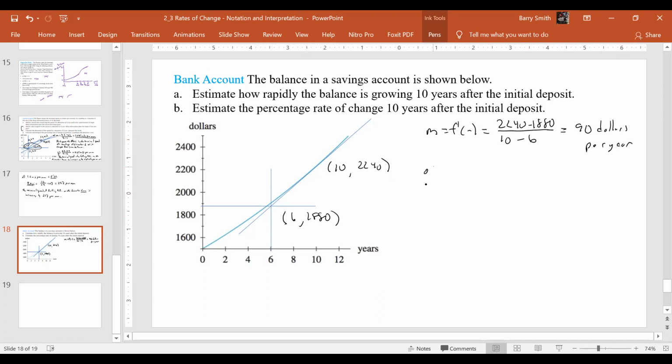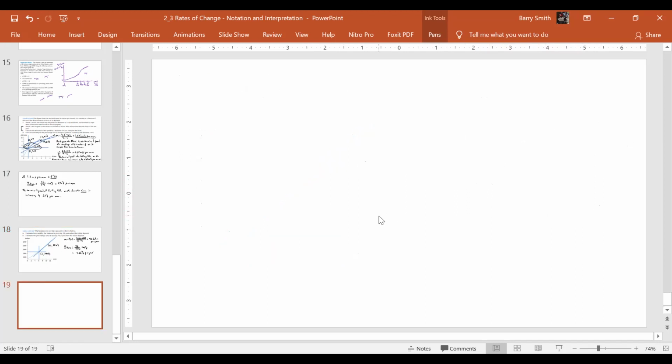Now we need the percent rate of change. Okay, so it doesn't say to interpret the results. It just says find these values. So we're not interpreting now, we're just finding them. So now that's going to be the 90 over the value at that point, which is 2240, and then times 100%. And so that's going to be 90 divided by 2240 times 100. So that's going to give us about 4.02%. Okay, and that's per year. And that's going to give us our value, and that's going to be all we need to do on that one. And that's all I have for this one. So hopefully that will help.